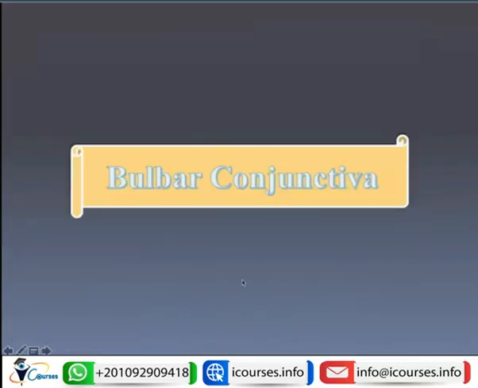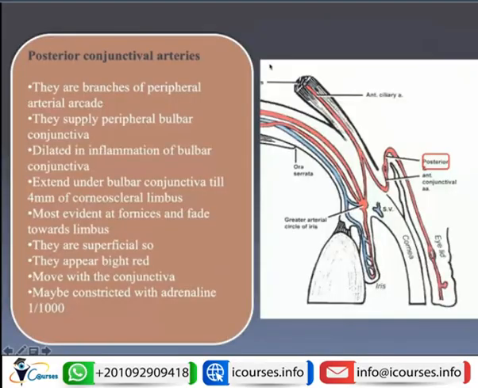The third source of the blood supply will be the anterior ciliary arteries, which will share in the blood supply of the bulbar conjunctiva. So the bulbar conjunctiva will be supplied by two main sources. The first one is the posterior conjunctival artery. And as we said, the posterior conjunctival arteries are the continuation of the ascending branches of the peripheral arterial arcade. They will reach the bulbar conjunctiva, and about 4 millimeters from the limbus, they will anastomose with the anterior conjunctival arteries.